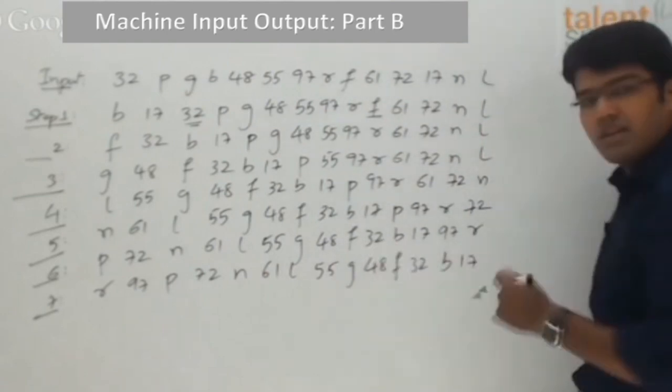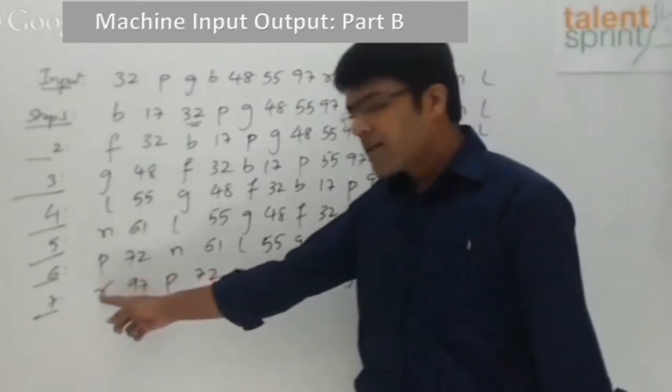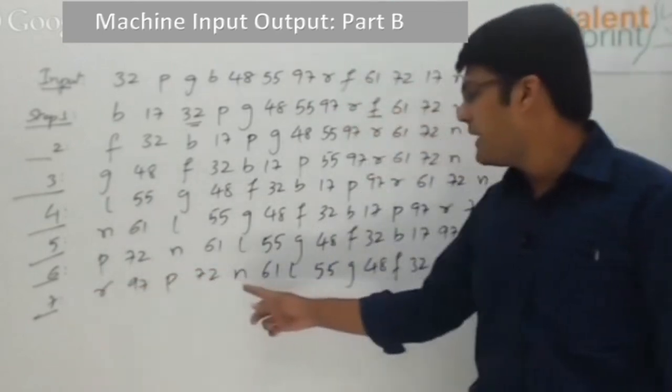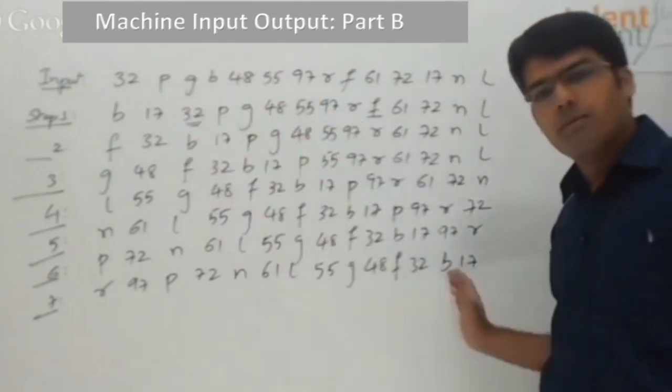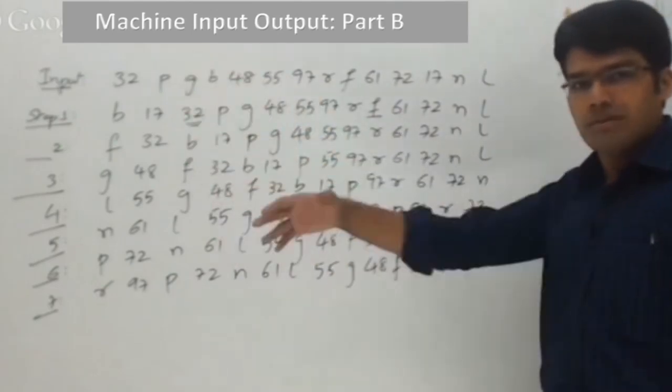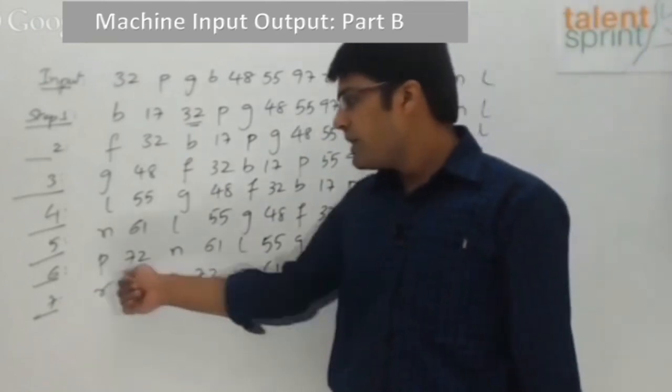Now if you observe your last step, what do you see here? All the numbers have come in the reverse order: 97, 72, 61, 55, 48, 32, 17, and the words also have come in the reverse alphabetical order. So R, P, N, L, G, F, B. Or if you want to verify, go from right to left, so that you get to know the alphabetical order. So B, F, G, L, N, P, and R.